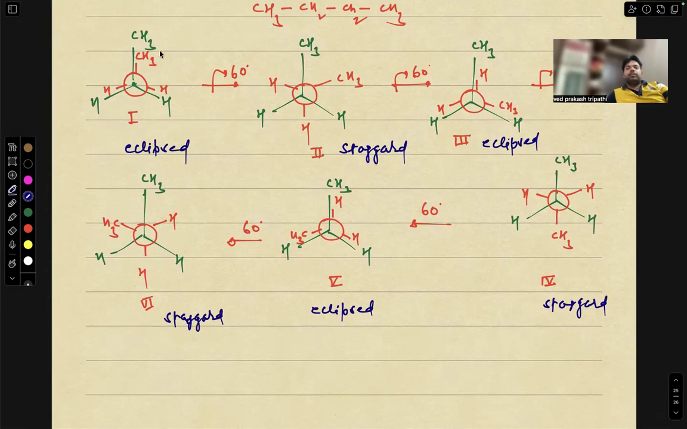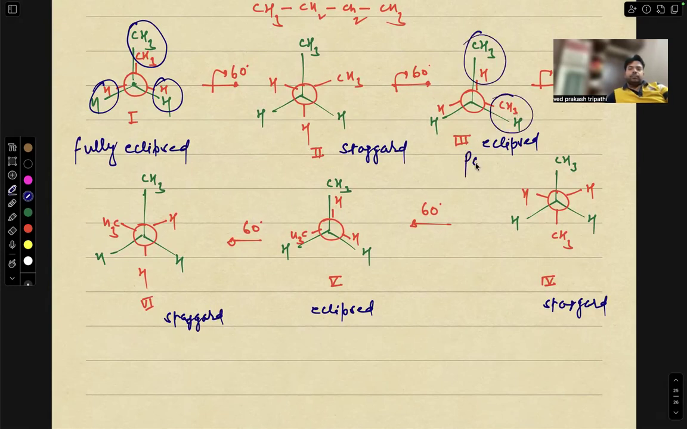Whenever the same group lies with the same group at 0 degree angle, you can see methyl with methyl, hydrogen with hydrogen, this is called fully eclipsed. Whenever the groups are not the same at 0 degree angle, this is called partial eclipsed. In staggered, whenever the same groups are at 180 degree angle, like this methyl, this is called anti-staggered. And again, this is partial eclipsed.